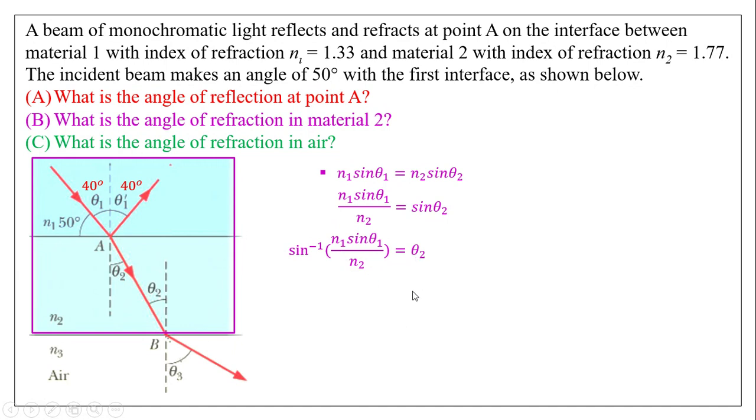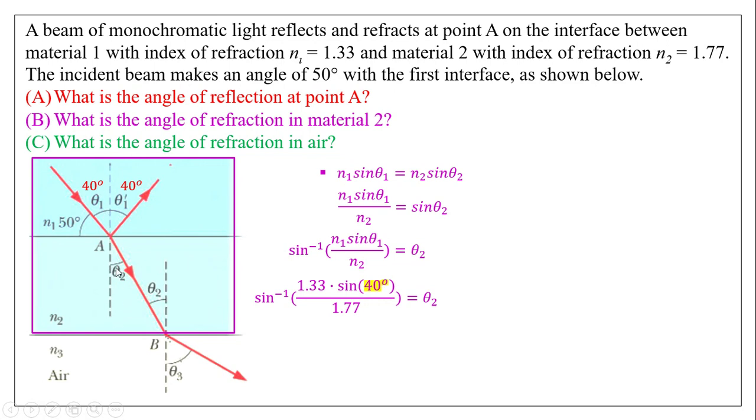Now that I have theta 2 by itself, I can go ahead and plug and chug. N1 is 1.33, and theta 1 here is 40 degrees. The reason I highlighted the 40 degrees is that in Snell's law, the angle of incidence and the angle of refraction should be referencing the normal axis. While the diagram gives you the 50 degrees that touches the interface, it is important that you don't use 50, because that 50 degrees touches the interface, not the normal line that's dashed here in this diagram.